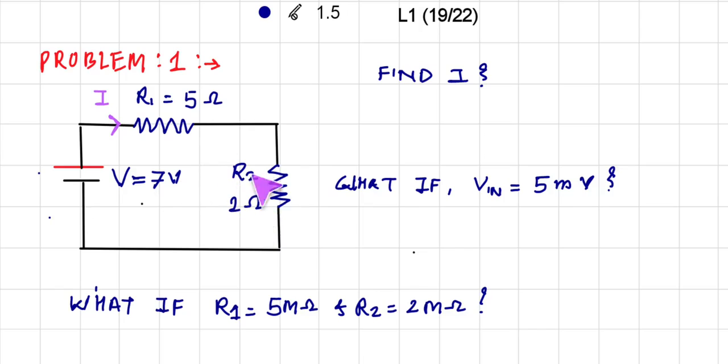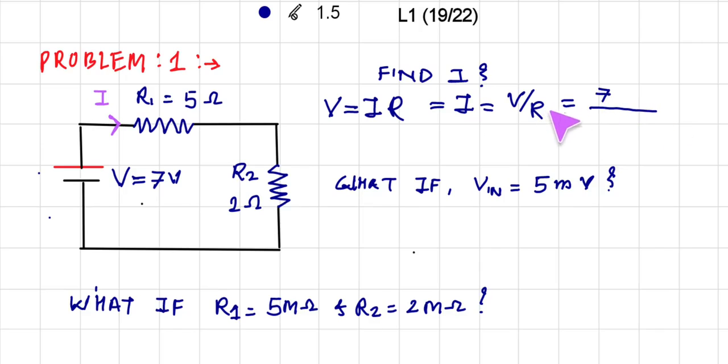The question is, we have to find out the value of current. So we know that according to Ohm's law, V is equal to IR. Therefore I is equal to V upon R, and therefore V is 7 volt divided by, now this R is the total resistance, that is both resistors are in series, so 5 plus 2 that is equal to 7 ohm, and we get 1 ampere current. So it is easy to find out current, that is current is equal to 1 ampere.